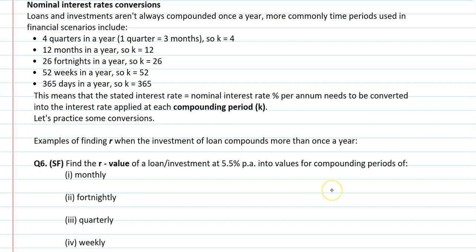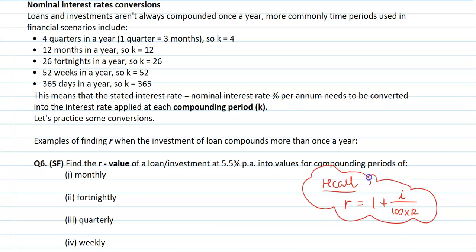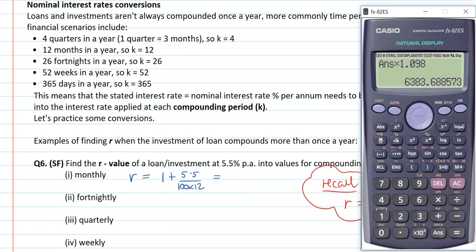convert the others. Okay, so to do this, we just need to recall that to get our R value, we take the normal interest rate, divide it by 100 by the compounding period, and add 1. Okay, so let's do it for question 6 part 1. So the R value is going to be 1 plus our 5.5 over 100 by 12 months in a year. So 12 compounding periods in that year. Chuck it in the calculator.